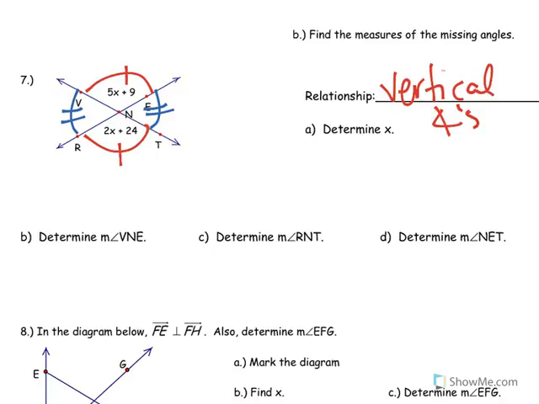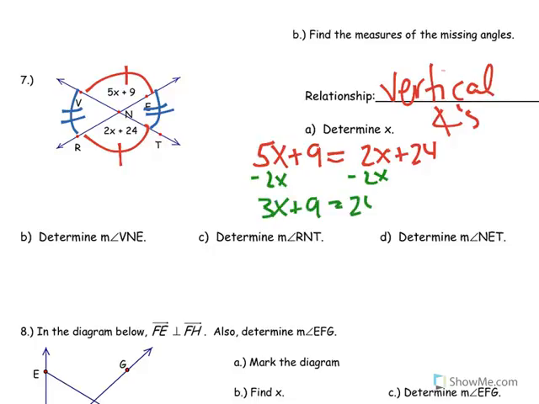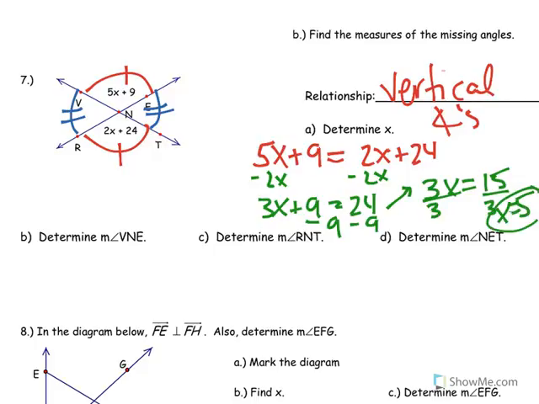I have the tick marks, so I know that 5x plus 9 has to equal 2x plus 24. Now I can solve, get the x's to both sides, and I get 3x plus 9 equals 24. Subtract 9 from both sides. I'm going to go over here: 3x equals 15, divide by 3, and I get that x equals, sorry, I'm running out of space, 5.